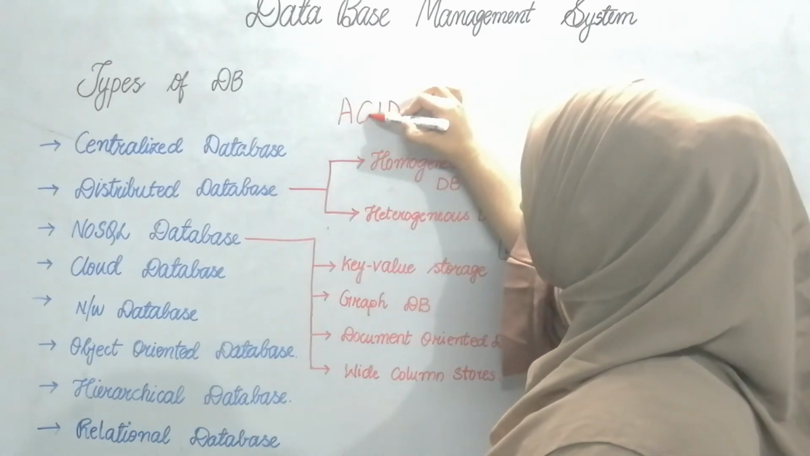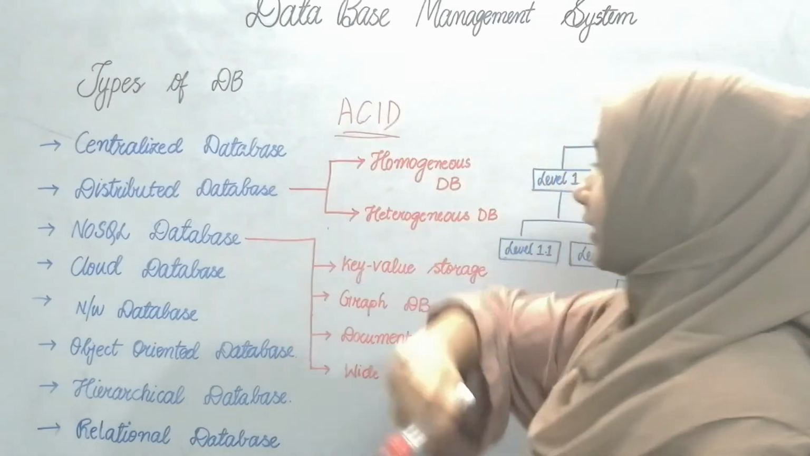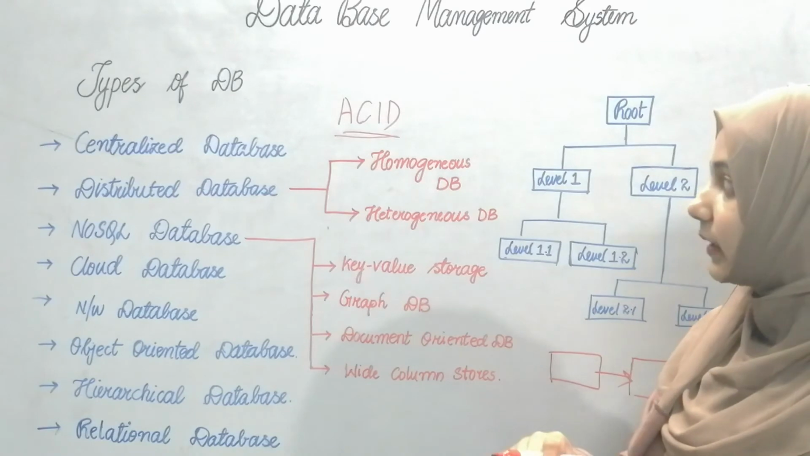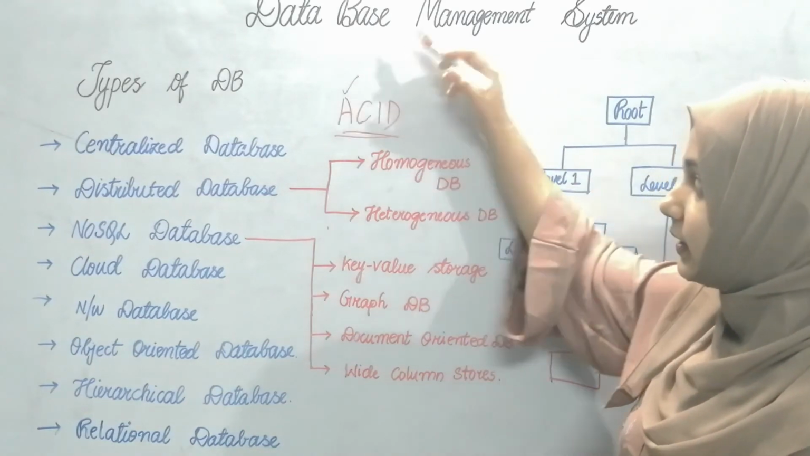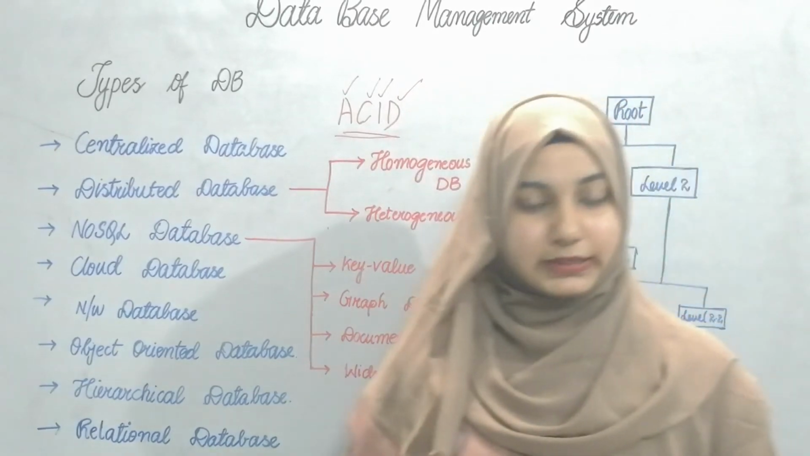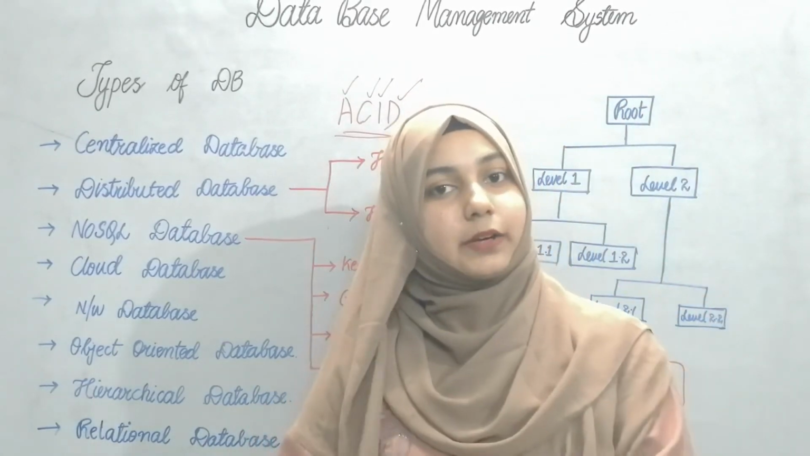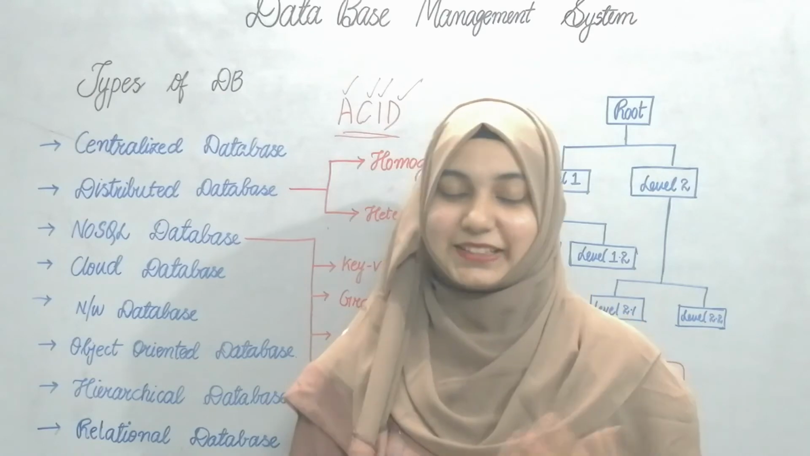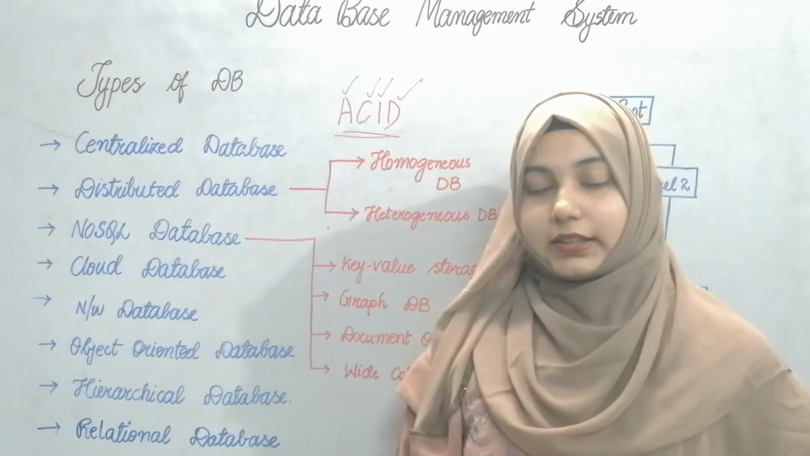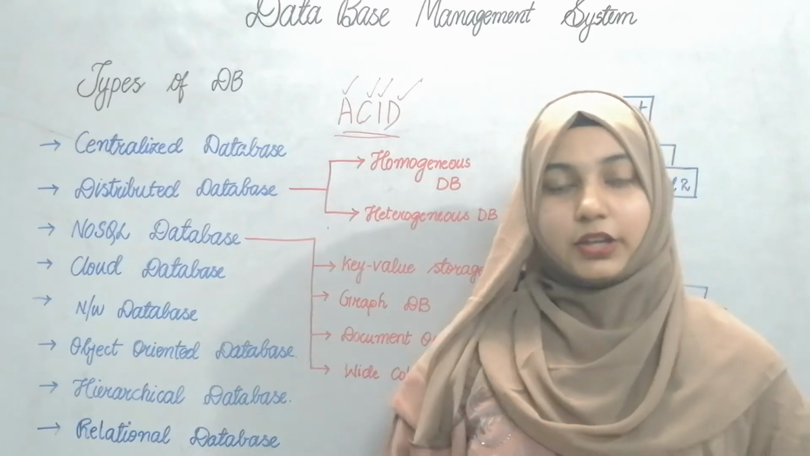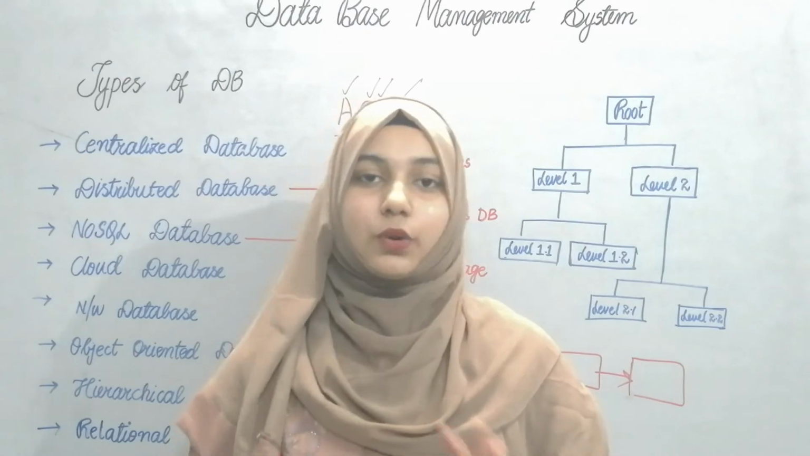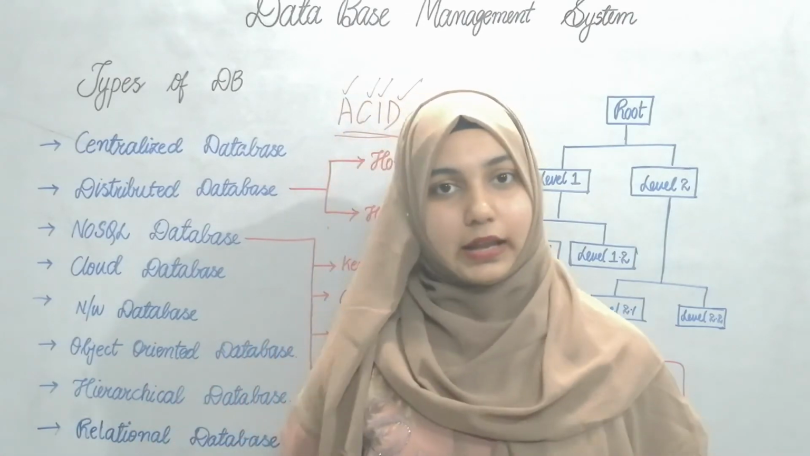ACID properties. The relational data model is commonly known for these ACID properties. ACID properties, what do they mean? A stands for atomicity, C stands for consistency, I stands for isolation, and D stands for durability. Atomicity, what does it mean? I told you this in the previous videos as well. Atomicity means, I'll give you the example of transactions, you want your transaction to either execute fully, completely, or you want to abort the transaction. You don't want it to happen at all.